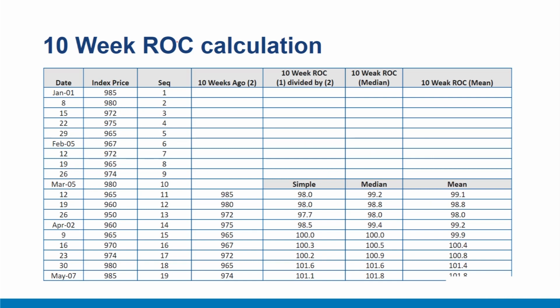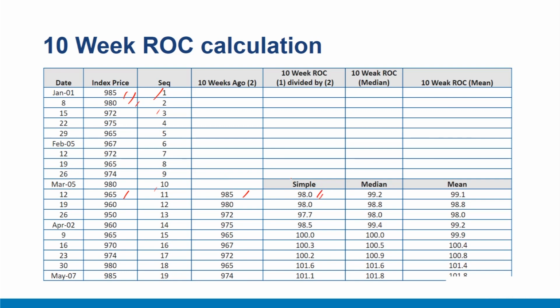Here, we have weekly index price data. For each week, the index price value is given, starting from week 1, 2, 3, 4, 5, up to 10. Now, let's say I want to compute the values for the 10-week ROC. What I can do is simply divide the latest price by the price 10 weeks ago. In this case, the latest price is 965 and the price 10 weeks ago is 985. So we can divide 965 by 985 to get a value close to 98.